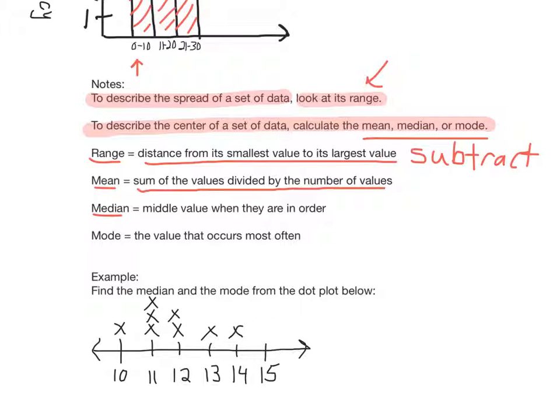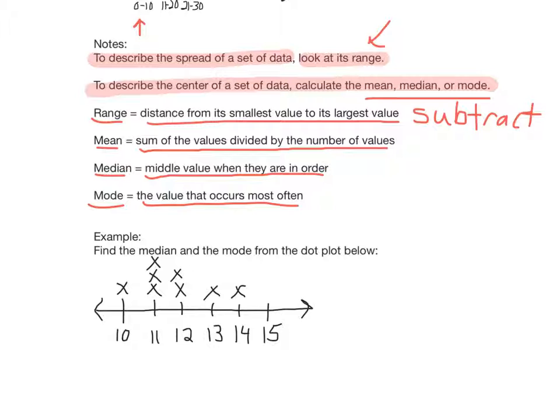Median. You line them all up from smallest to largest, and it's the middle one. It's the middle value when all of the numbers are in order. And the mode is the value that occurs most often. Okay. So refer back to those if you need to find them on today's lesson.